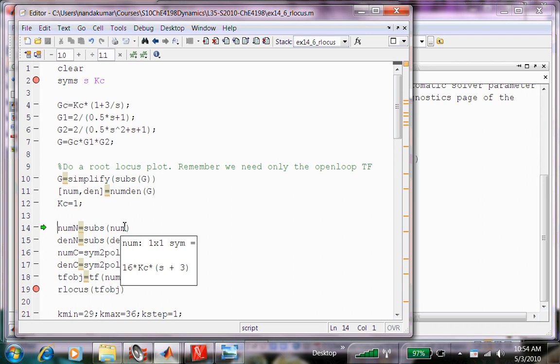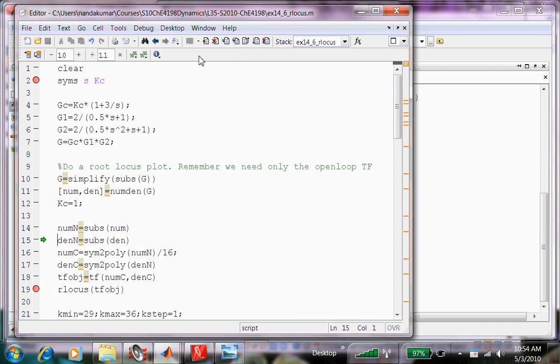But after execution, I'm storing the result as num n to indicate that it's just a numerical one. Anything on the left hand side, you give it a name. You can give any name that you want, but use it consistently after that. Okay? So num now is 16s plus 48. So KC has been substituted. KC has been removed from that expression.